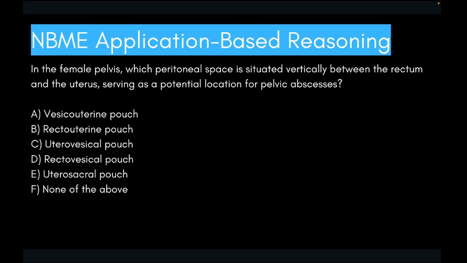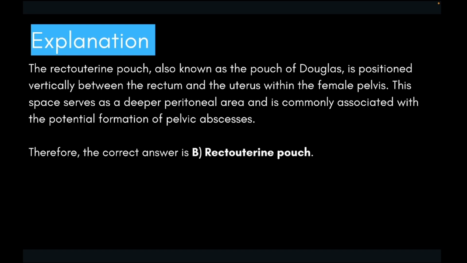Moving on now. The rectouterine pouch, also known as the pouch of Douglas, is positioned vertically between the rectum and the uterus within the female pelvis. This space serves as a deeper peritoneal area and is commonly associated with the potential formation of pelvic abscesses. Therefore, the correct answer is B, rectouterine pouch. Let's go ahead and see why the other answer choices are incorrect.